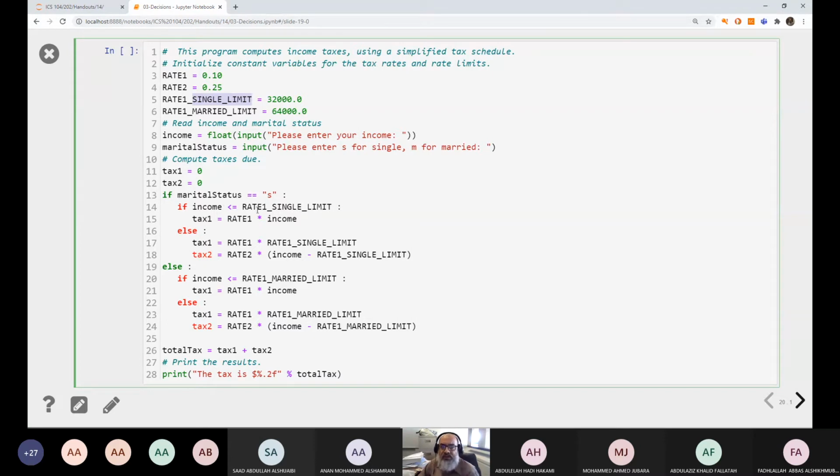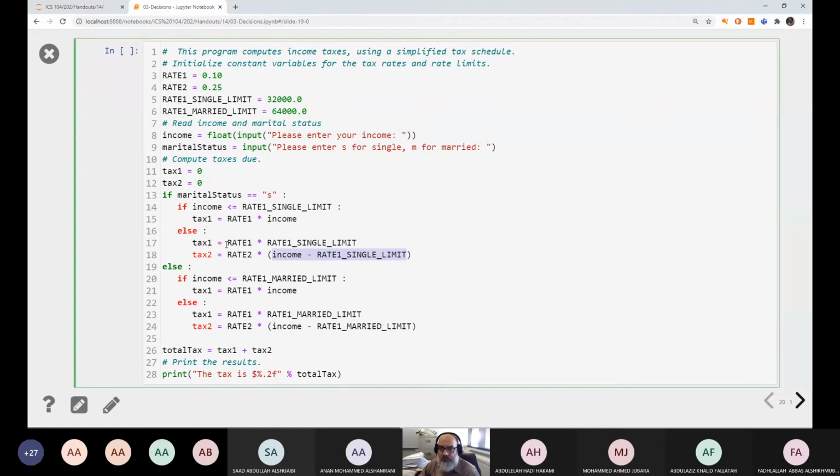So if income is less than or equal to rate 1 single limit, then tax 1 equals rate 1 times income. Else, tax 1 equals rate 1 times rate 1 single limit. Tax 2 equals rate 2 times income minus rate 1 single limit. So here, for example, it's multiplying the 0.25 by the amount over the limit, taxable at 10% up to that point, right? Right. Yes.